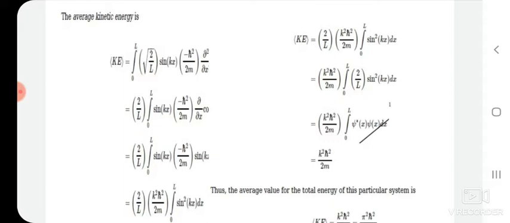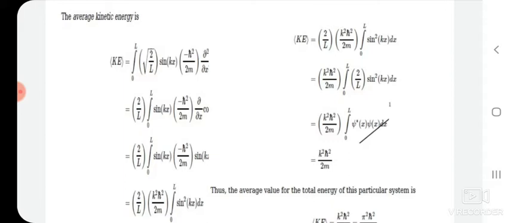average potential energy associated with that particle, and how its momentum is quantized, or the expectation value of momentum, we have to find out in today's lecture. Now, first I want to find out its average kinetic energy.